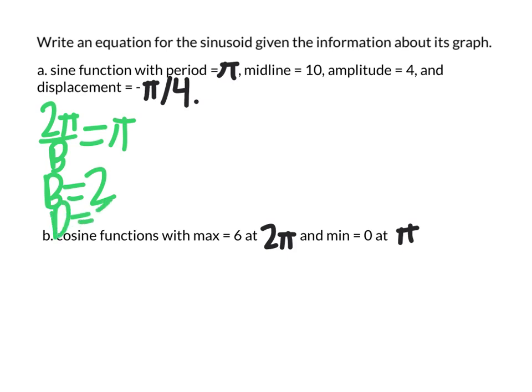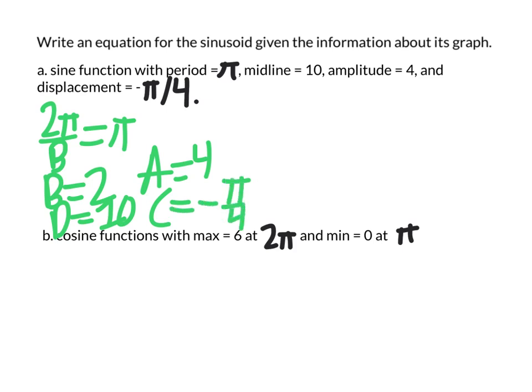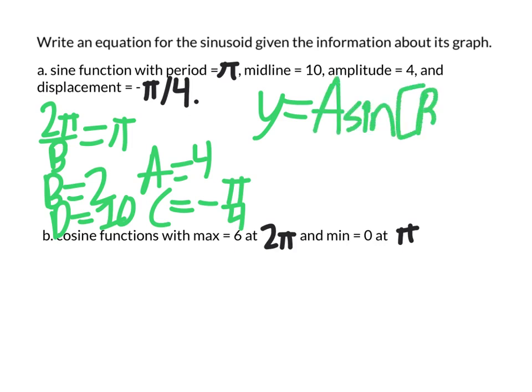If the amplitude is 4, that means a is equal to 4. And if displacement is negative pi, that means c equals negative pi over 4. And if we're going back to the equation, the standard form from earlier, we know that y equals a sine of b x minus c plus d.